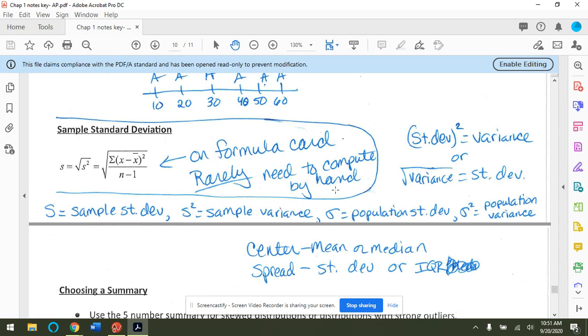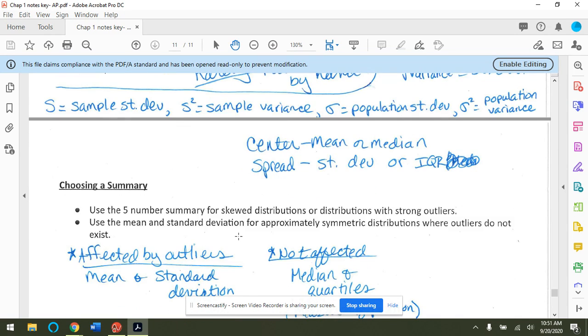Now let's talk about how, we have all these pieces of ways to measure, but how do we decide what's the right one to use and what's not the right one to use? All right, so if we look here, we want to use our 5-number summary, okay? If our data is skewed or if we have something with strong outliers. So if you have a skewed data set, skewed left or skewed right, where you've got strong outliers, then you really should be using your 5-number summary. You should be using your median and your IQR.